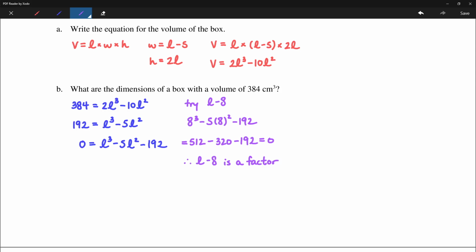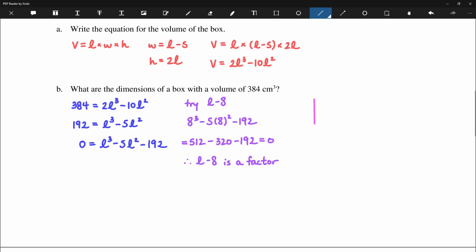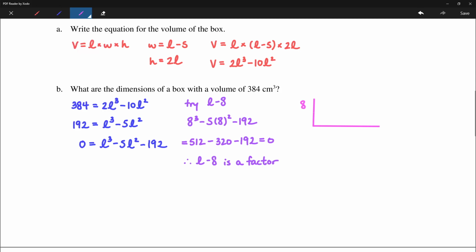Okay, so once again, we can divide, just like in the previous example. What's the next color here? I guess this will do. Set up the division. We have 8 on one side, and then on the other side we have 1, -5, 0, and -192. And the reason why 0 is there, we have 0L. It's important to remember to have the 0 there.